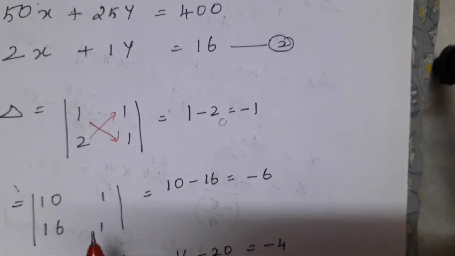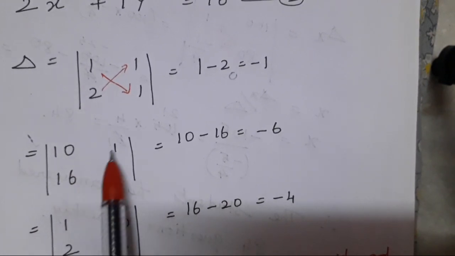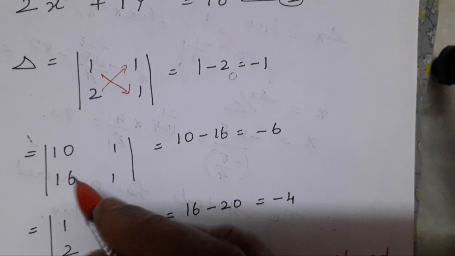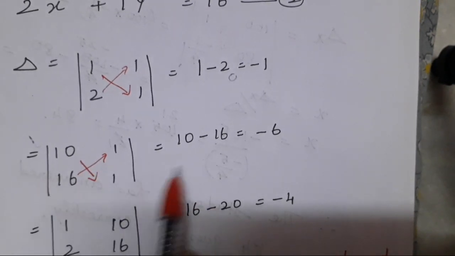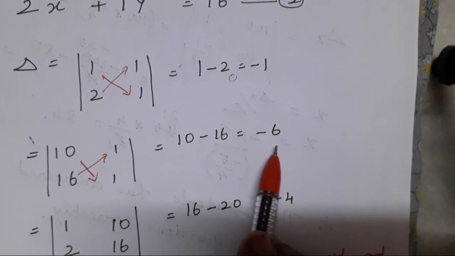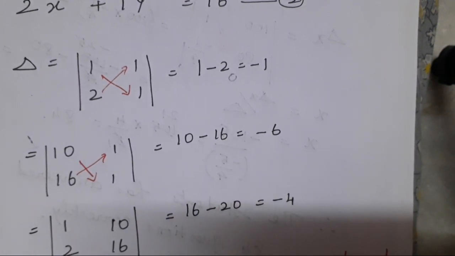Now delta x is equal to 10 into 1 is 10. 16 into 1 is 16. Downward minus upward. 10 ones are 10, 16 ones are 16. 10 minus 16 equal to minus 6. This is nothing but delta x.